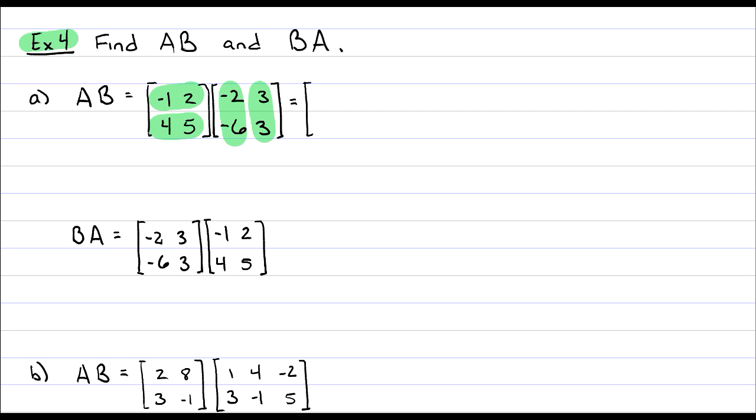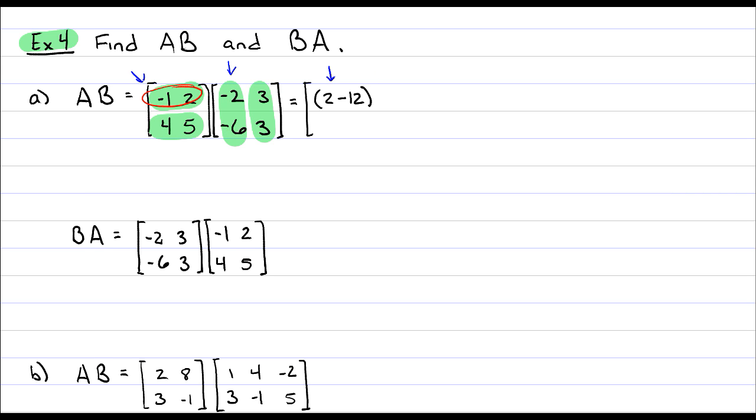Okay, so to calculate the first entry of the product, the entry here that I want to calculate is in the first row and first column. So I need to use the first row of A and the first column of B. So when I multiply these, I get minus 1 times minus 2, that gives me 2, plus 2 times minus 6, that gives me minus 12. Just to make it clear, what I'm doing is multiplying this row and this column, the first row and the first column, and the reason why I'm choosing those is because this entry I'm calculating is in the first row and the first column of the product.